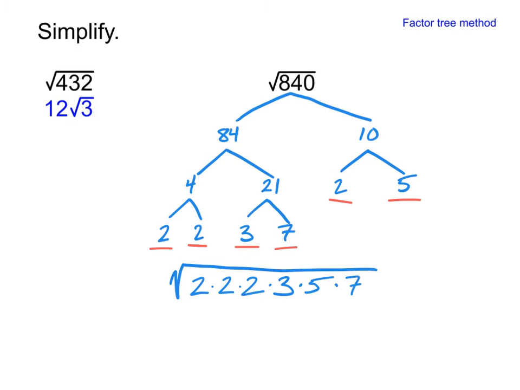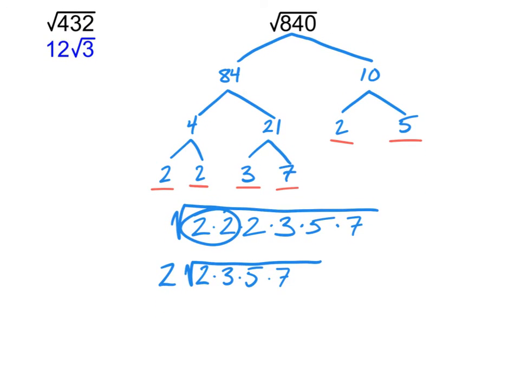Now I can go ahead and look for the pairs. And in this case, notice there's only one pair, just that pair of 2's. But anytime I have a pair, I can pull that outside of the square root. And then left inside is anything that was not circled. So that's going to be the 2 times the 3 times the 5 and times the 7.